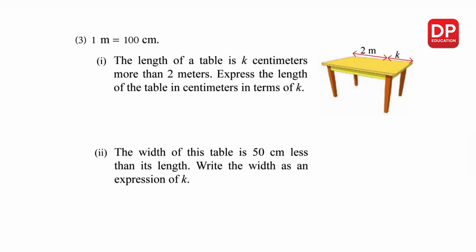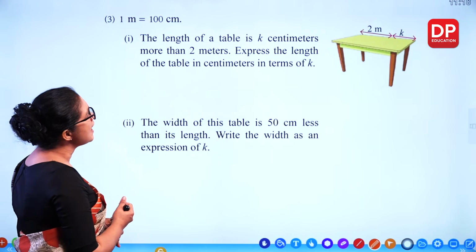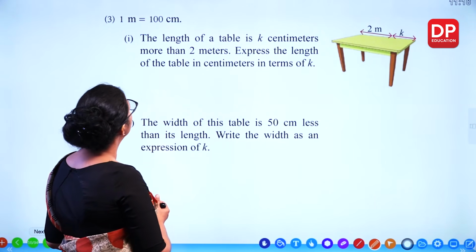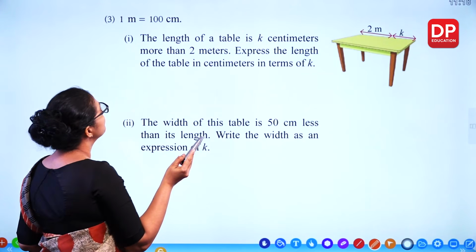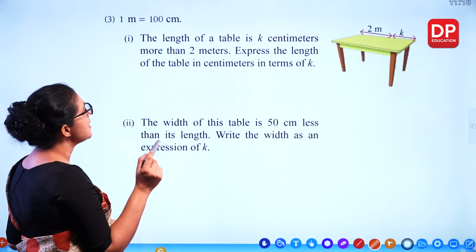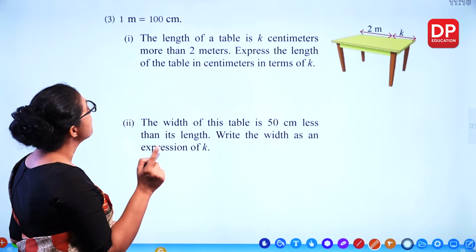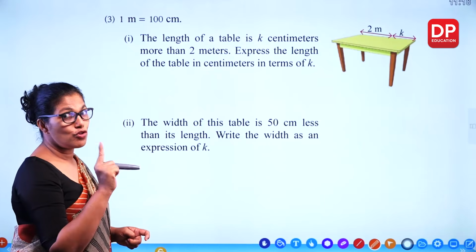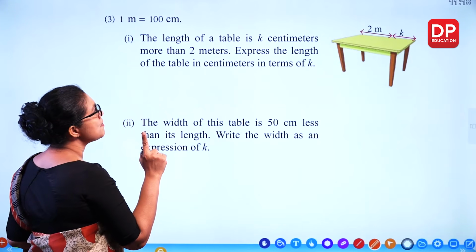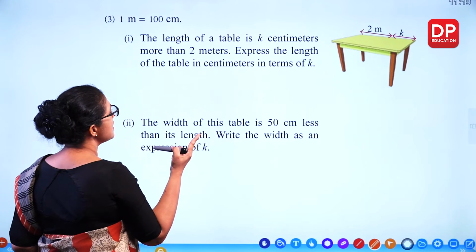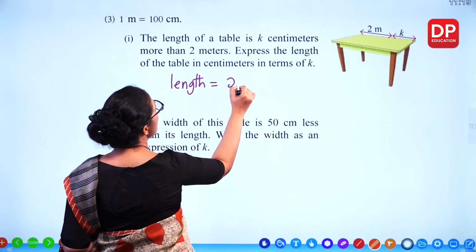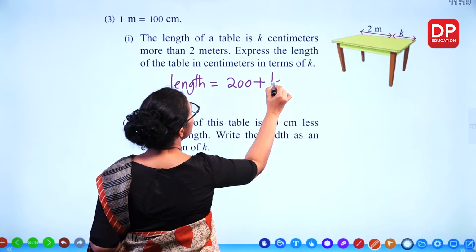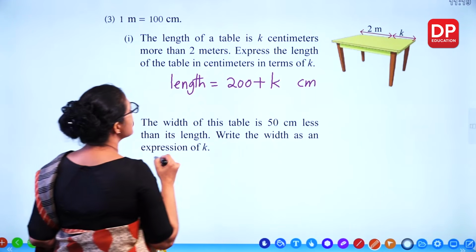Another question. 1 meter is 100 centimeters. We know the conversion. The length of a table is K centimeters more than 2 meters. So what's the total length? 2 plus K. Express the length of the table in centimeters in terms of K. Meters and centimeters, so you can't add directly. 2 meters means 2 times 100, 200 centimeters. So the length is 200 plus K, both in centimeters.